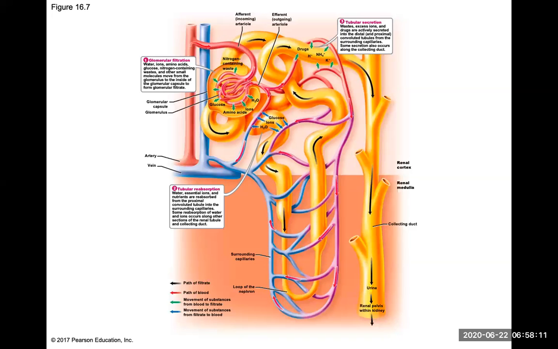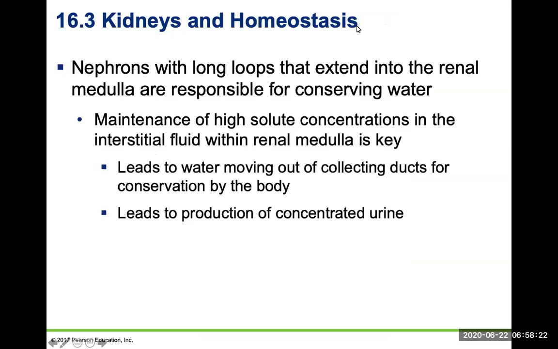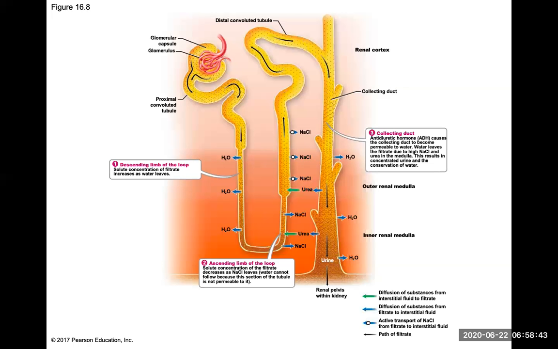So you can kind of see this process shown through here that happens in the nephron of the kidneys, from glomerular filtration to tubular reabsorption and to tubular secretion. Nephrons with long loops that extend into the renal medulla are for conserving water, and maintenance of high solute concentrations in the interstitial fluid within the renal medulla is key. It leads to water moving out of collecting ducts for conservation by the body, and it leads to production of concentrated urine. So you can see what things are absorbed and secreted in each part of the nephron.